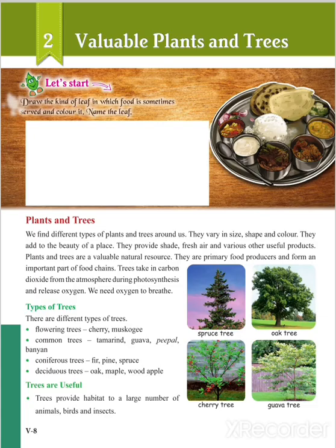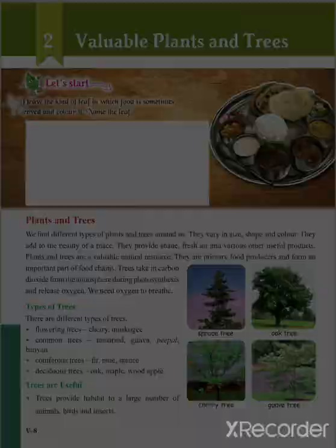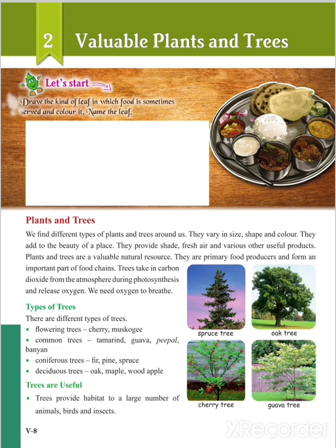Flowering trees are like cherry, muskogee. Common trees are tamarind, guava, peepal, banyan. Why do we call these common trees? Because we can find these trees everywhere. Coniferous trees: fir, pine, spruce. Deciduous trees: oak, maple, wood, apple.